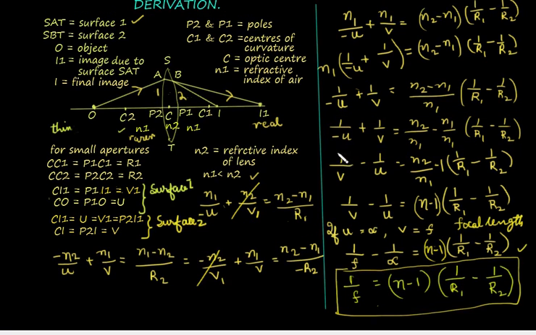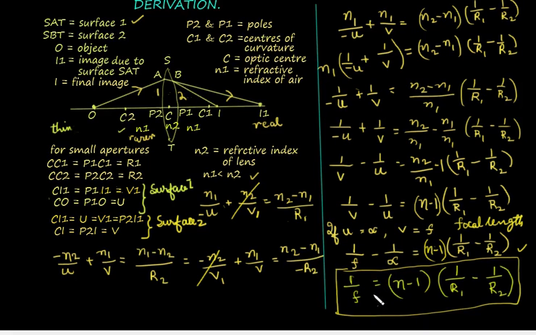In doing this derivation, we have used the new Cartesian sign convention. What does it tell us? Distances are always measured from the pole. If the measurement is in the direction of the incident light, such values are taken as positive, and if it is against the direction of incident light, it is taken as negative. For convex lens, f is always taken as positive. We have taken here positive. It has come the right way. F is positive here. And for concave, f is negative.